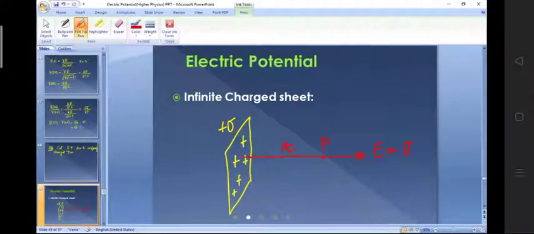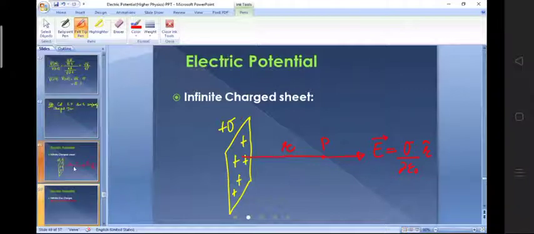That will be equal to sigma divided by 2 epsilon 0 multiplied by r cap. Can I write like this as well? In this direction it is directed, so sigma by 2 epsilon 0 multiplied by r cap. We have to calculate the electrostatic potential at this point. So let's try to calculate the electrostatic potential at this point.